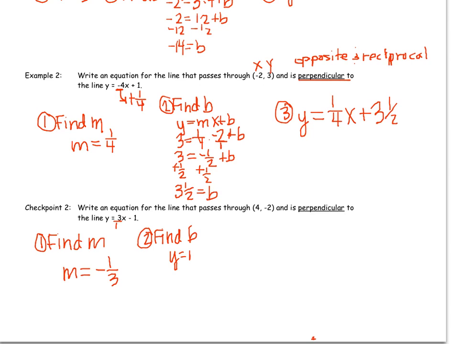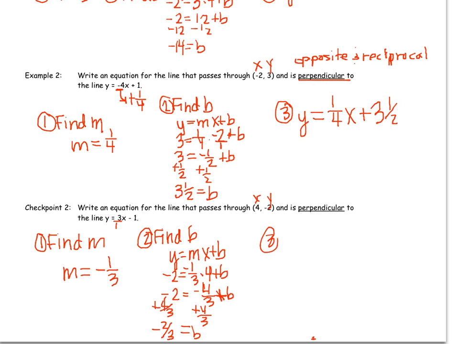So when you substitute into y equals mx plus b, here's my x and y. So y is negative 2, m is negative 1/3, times x is 4, plus b. So negative 2 equals negative 4/3 plus b. If we add 4/3 to both sides, b equals negative 2 plus 4/3, which is negative 2/3.